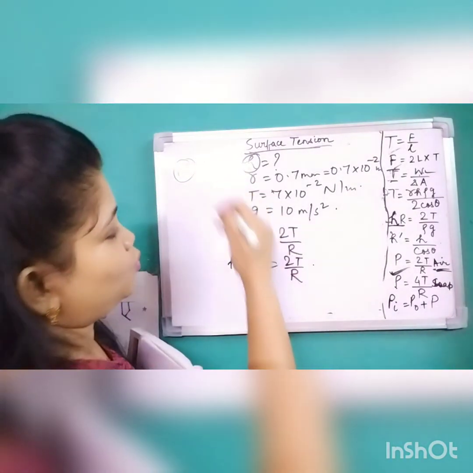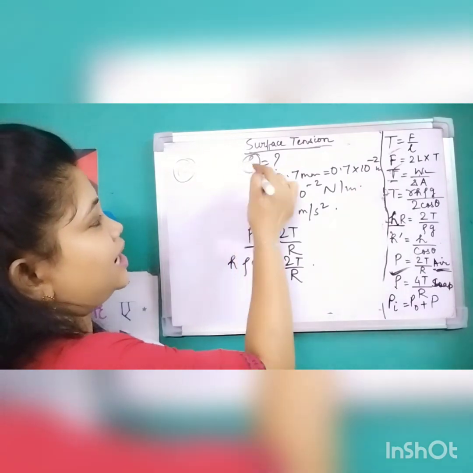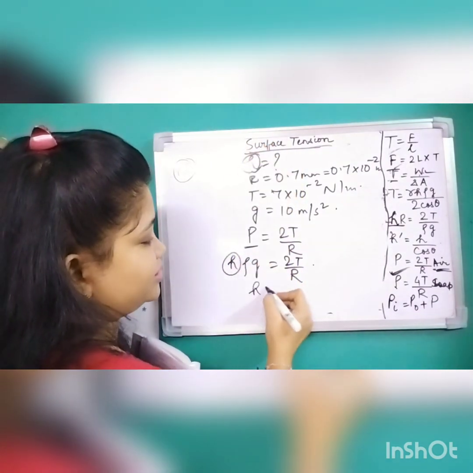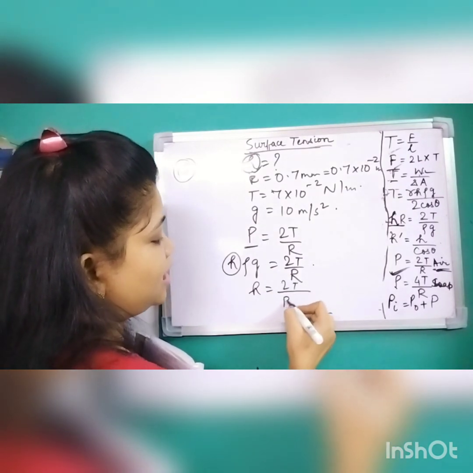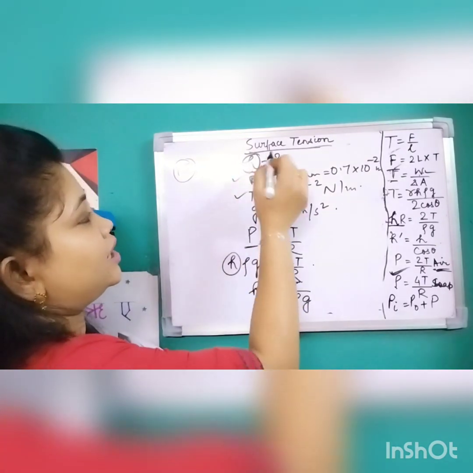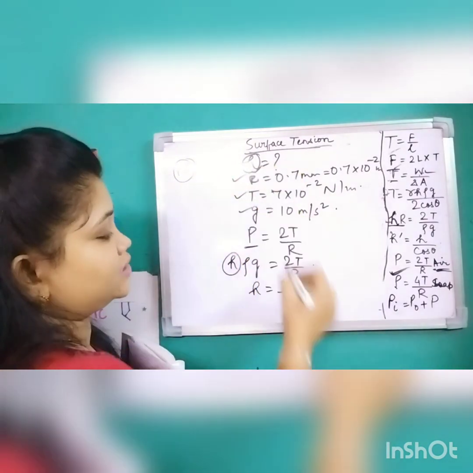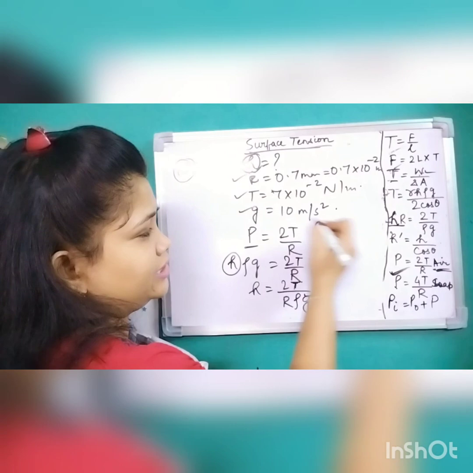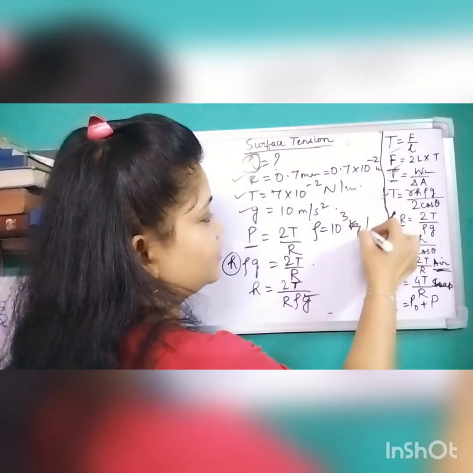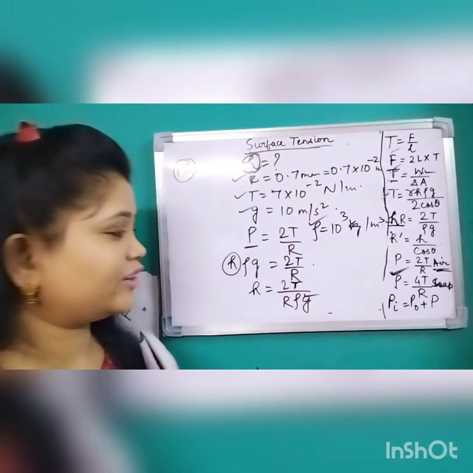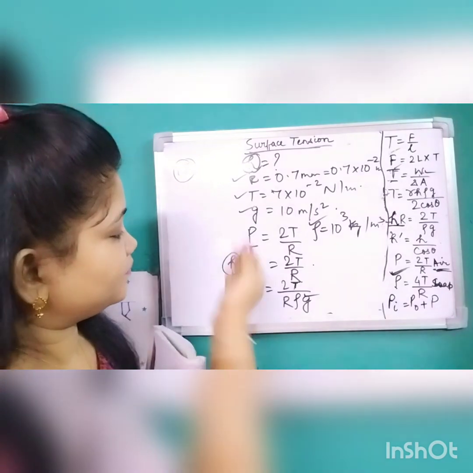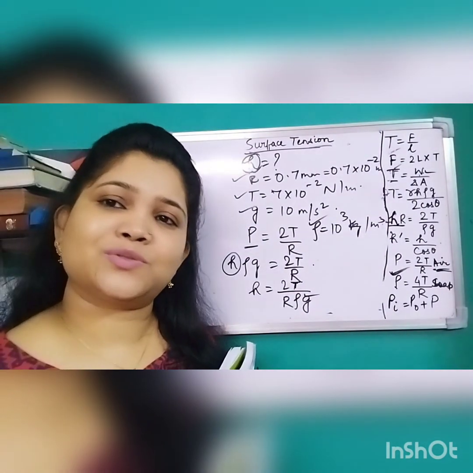Again, this R and capital R are the same. So what will be the value of H? H is nothing but 2T by R rho G. See, T is given to you, R is given to you, G is given to you, and rho, obviously the density of water, is 1000 kg per meter cube. So rho is also given to you. Just put in these values, solve and get the height. So easy formula.